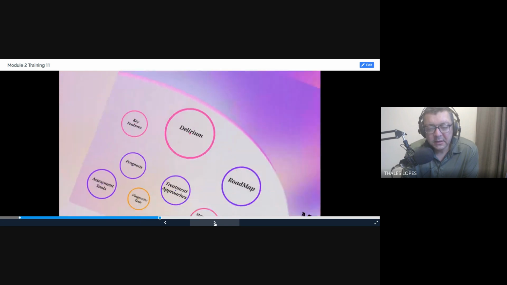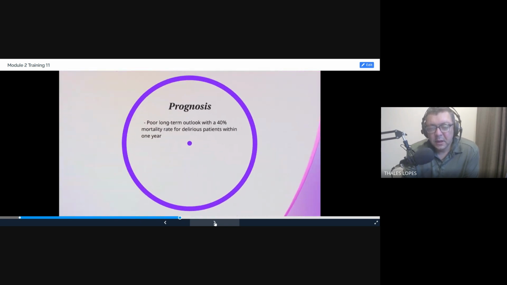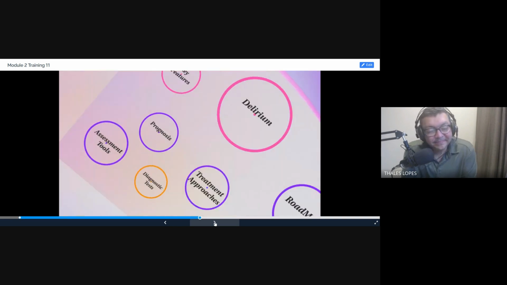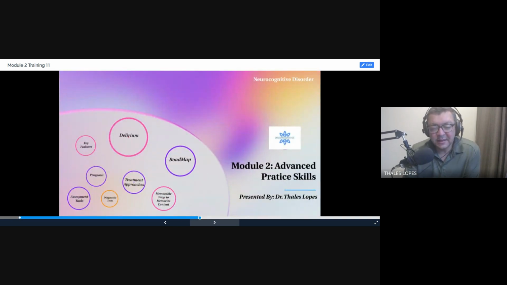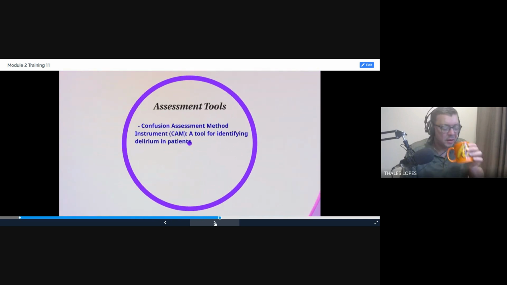The prognosis is really poor for the long-term outcome, with as much as a 40% mortality rate for delirium patients within 1 year. That is huge, super high. This is something I always look at and go, really? Is that high? But that's what the literature states. You need to know this.